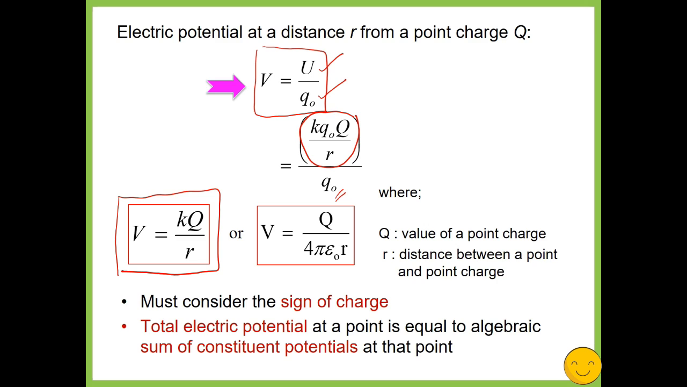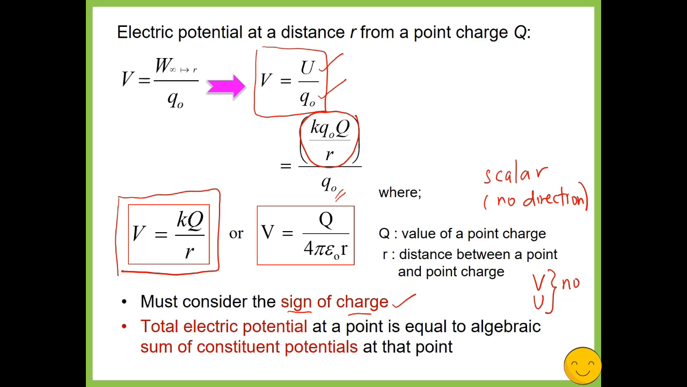For your information, for electric potential, you must consider the sign of the charge. And electric potential is a scalar quantity, which means it has no direction. So you will never draw any direction for electric potential, and so does the electric potential energy. Both of these have no direction.